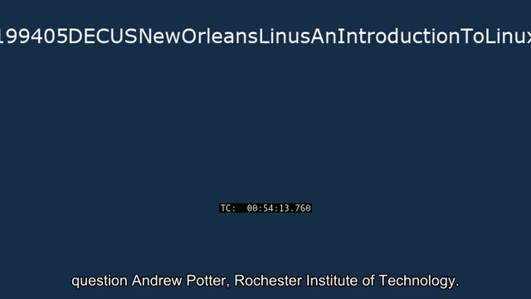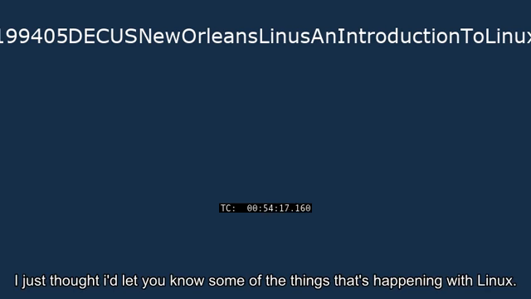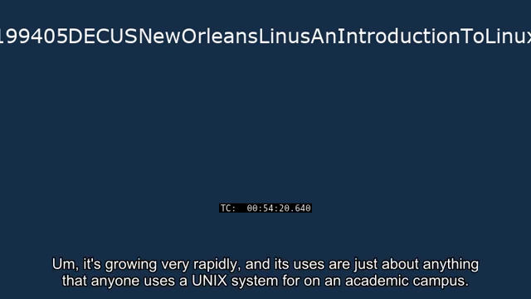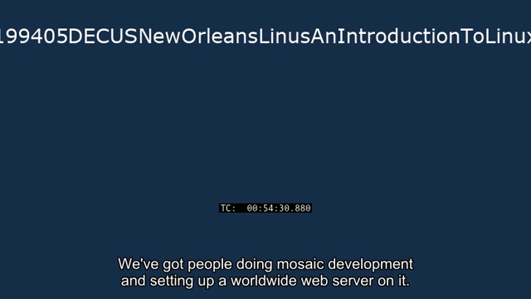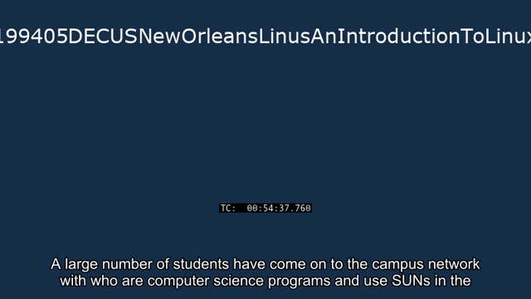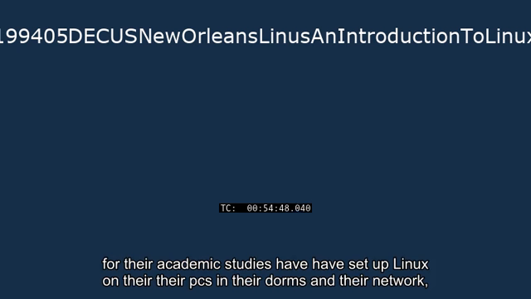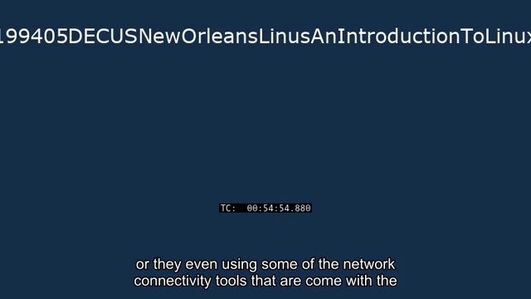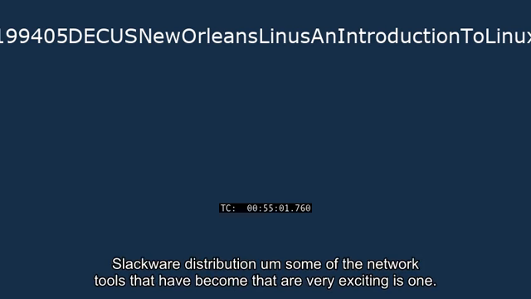Question? Andrew Potter, Rochester Institute of Technology. I just thought I'd let you know some of the things that's happening with Linux at RIT. It's growing very rapidly, and its uses are just about anything that anyone uses a Unix system for on an academic campus. We've got people doing Mosaic development and setting up a World Wide Web server on it. A large number of students who are in computer science programs and use SUNs for their academic studies have set up Linux on their PCs in their dorms and their network, or even using some of the network connectivity tools that come with the Slackware distribution.